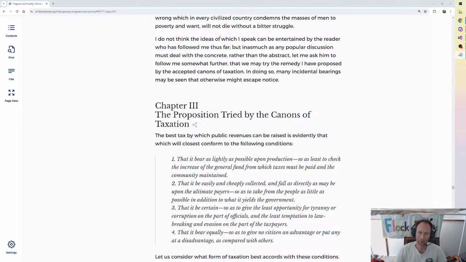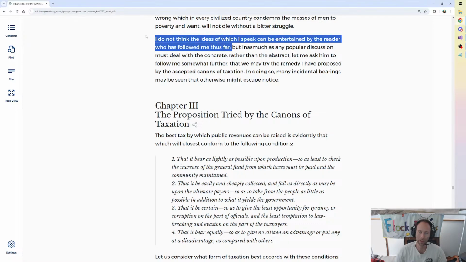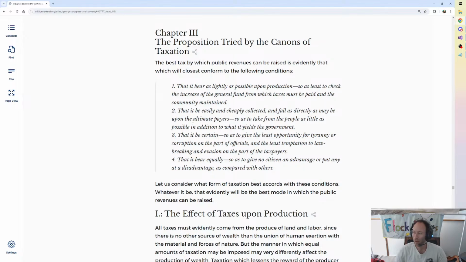I do not think ideas of which I speak can be entertained by the reader who has... He's saying you can't really buy the ideas I've just been saying, so we have to really discuss it. We are in book 8, application of the remedy.